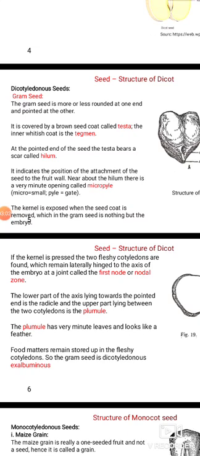Food matter remains stored up in the fleshy cotyledons. So, the gram seed is dicotyledonous exalbuminous.